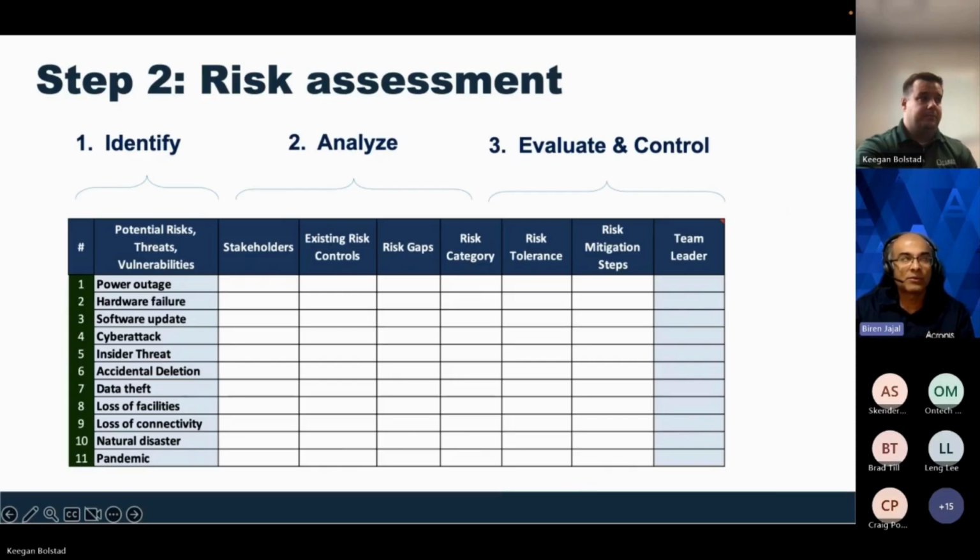Sorry. So when you are looking through the risk, it's good to quantify all of that and put it into a disaster recovery planning document. So it's going to look at your potential risks. You just outline those, who the stakeholders are, what the existing controls are, what the gaps are, and then categorizing that risk and your tolerance to that risk.